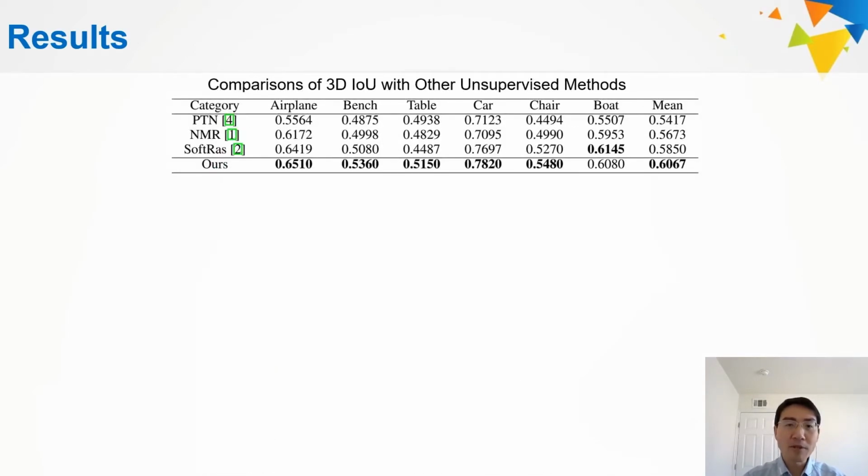Here are some quantitative evaluations. We can see that our IOUs are much higher than the previous methods, although our soft REST is still better than the previous method.